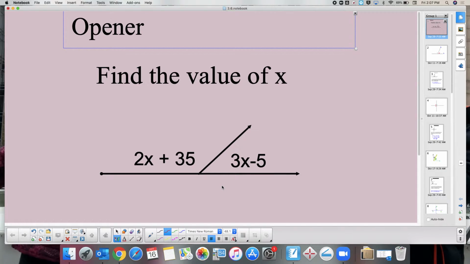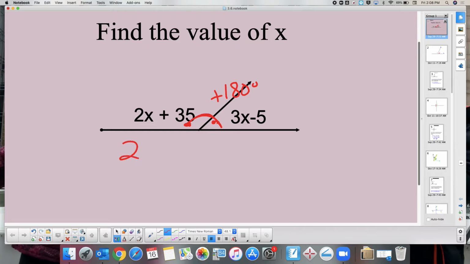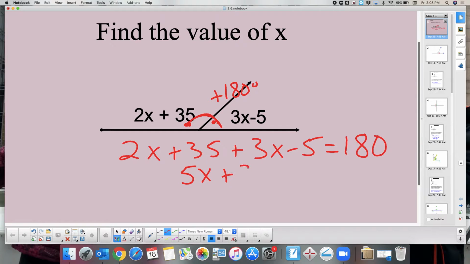The two angles they have here, the 2x plus 35 and the 3x minus 5, those two angles form a linear pair. Remember, they're a pair of angles that make this line together. Those two angles will have to add to 180 degrees. So that 2x plus 35 plus my 3x minus 5 will have to equal 180. Combining our terms, we get 5x plus 30 equals 180.